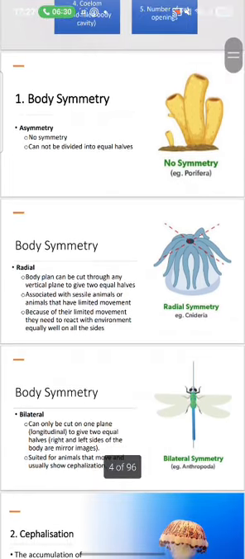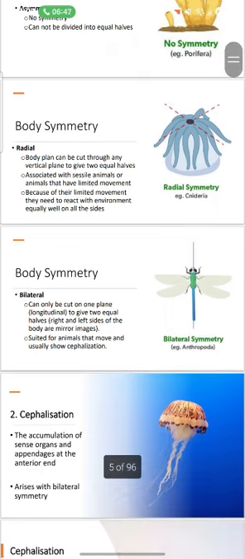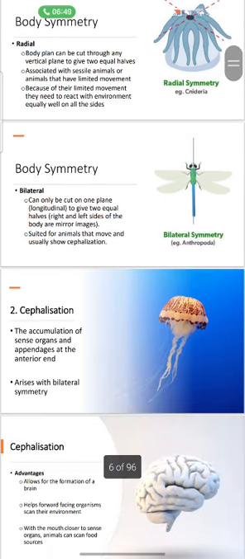So, bilateral. They can only be cut on one plane, longitudinal, to give two equal halves, where the right and left sides mirror each other, or are mirror images. Suited for animals that move and usually show cephalization.